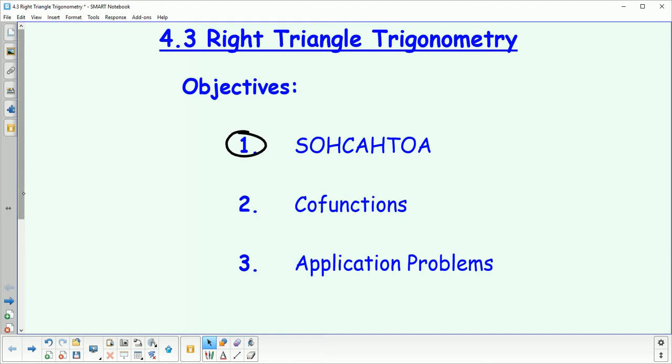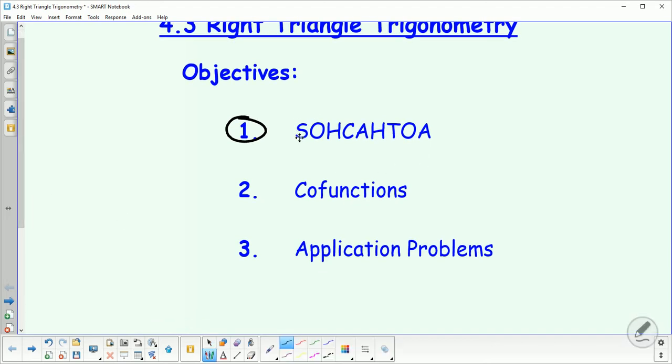Cofunctions are going to have to do with complementary angles, and each trig function, sine, cosine, tangent, has what is called a cofunction, and we'll talk about how they relate to complementary angles. And then finally we'll do application problems, which are going to have to do with angles of elevation and depression, most of which you have probably seen before again. So today is going to be a lot of review from geometry, from FST, everything.